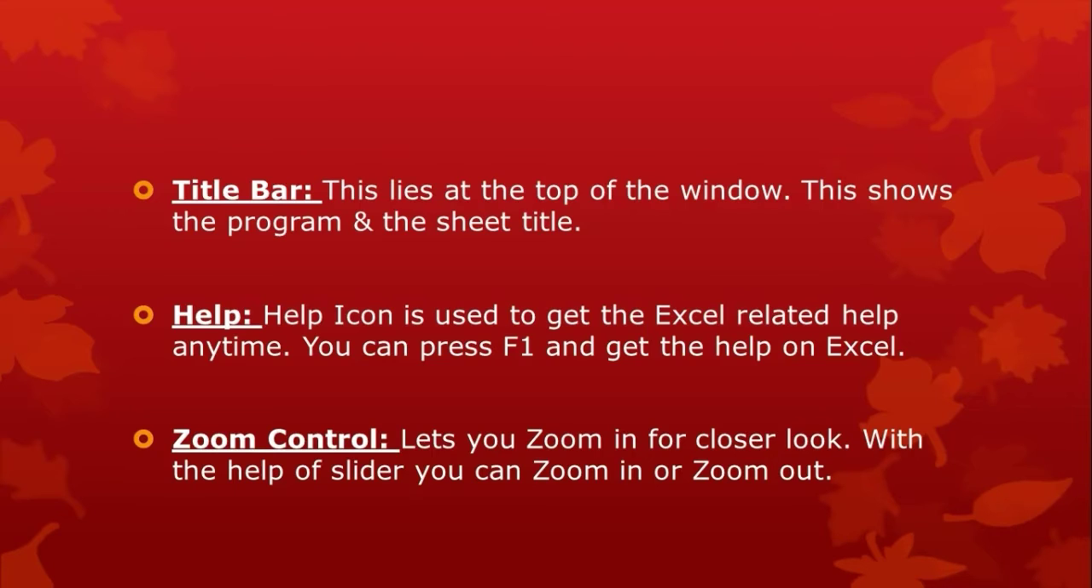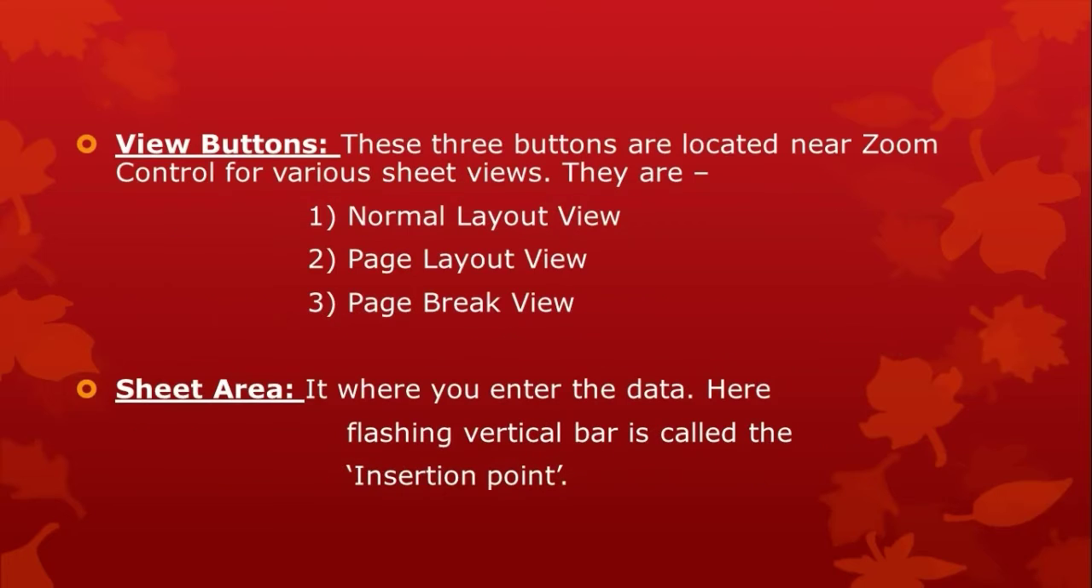The zoom control lets you zoom in for a closer look. With the help of the slider you can zoom in or zoom out. Then view buttons. These 3 buttons are located near the zoom control for various sheet views. They are normal layout view, page layout view and page break view. Then the sheet area, it is where you enter your data, as I showed you. Here the flashing vertical bar is called an insertion point.